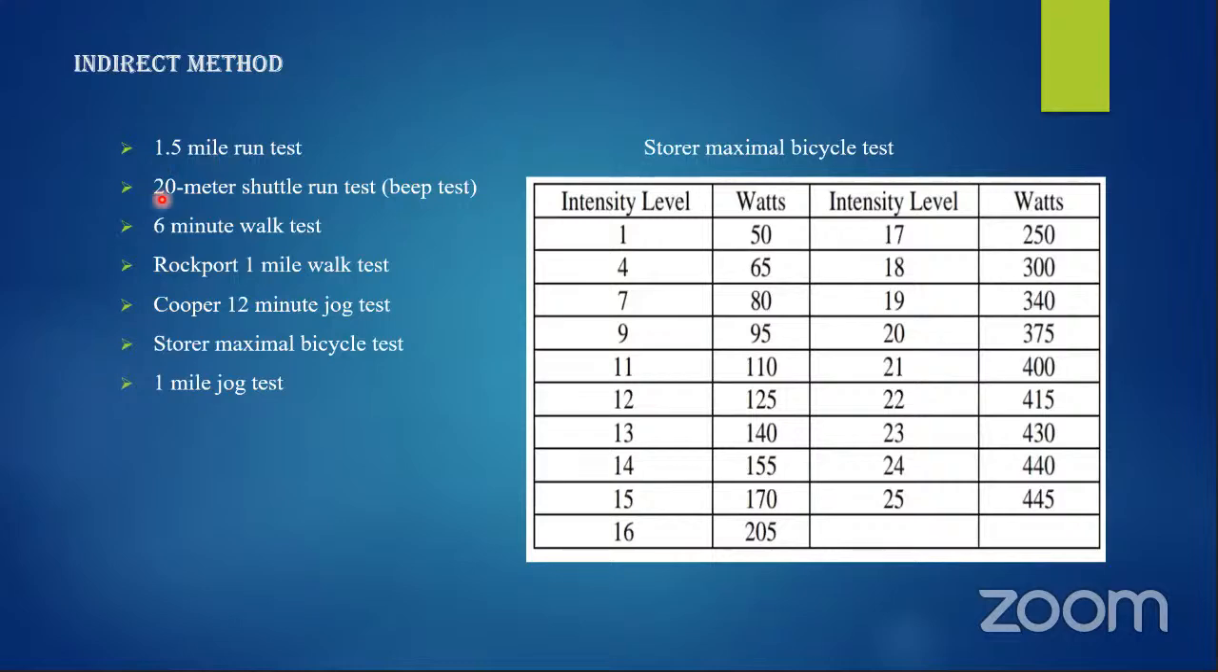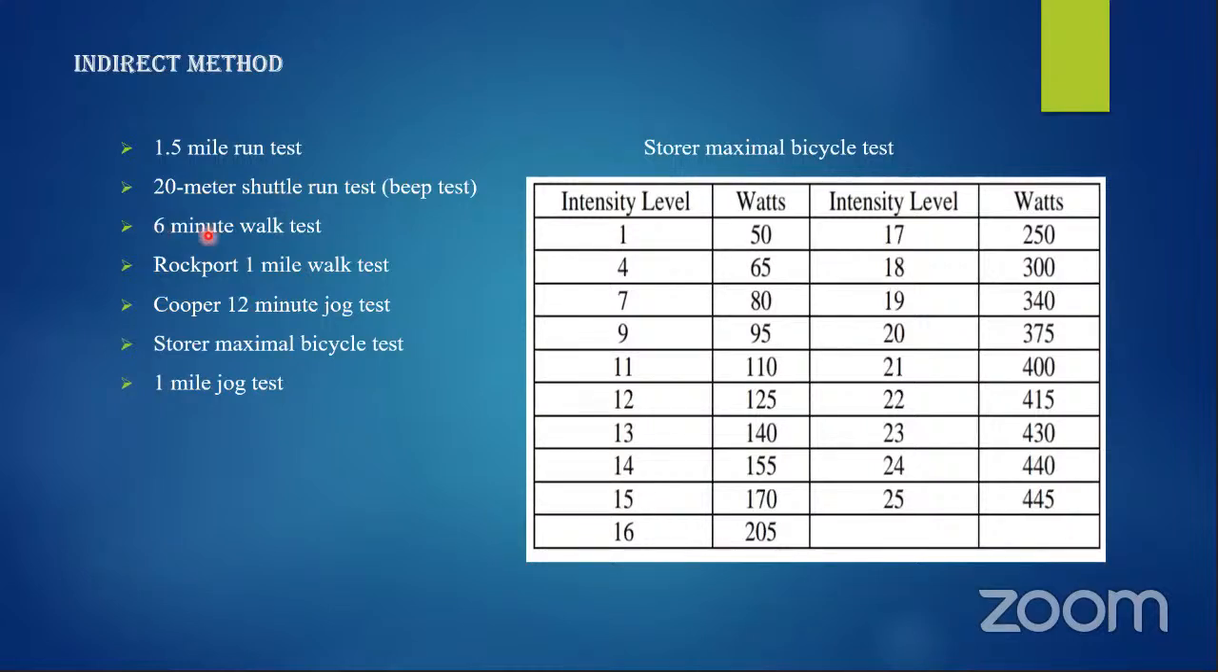Next comes the 20-meter shuttle run test. This test is commonly known as the beep test. In this test, a 20-meter distance is marked with the help of marking cones. The client is instructed to cover this 20-meter distance within a set time. Every 1 minute, he will get a beep sound. Once the client hears the beep sound, he has to increase his speed. So that is the basic description of this test. The client can complete as many laps as he can.